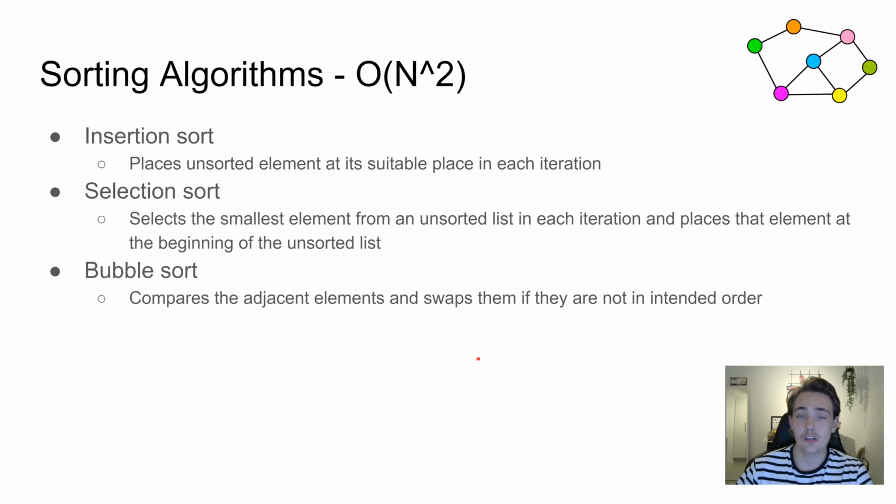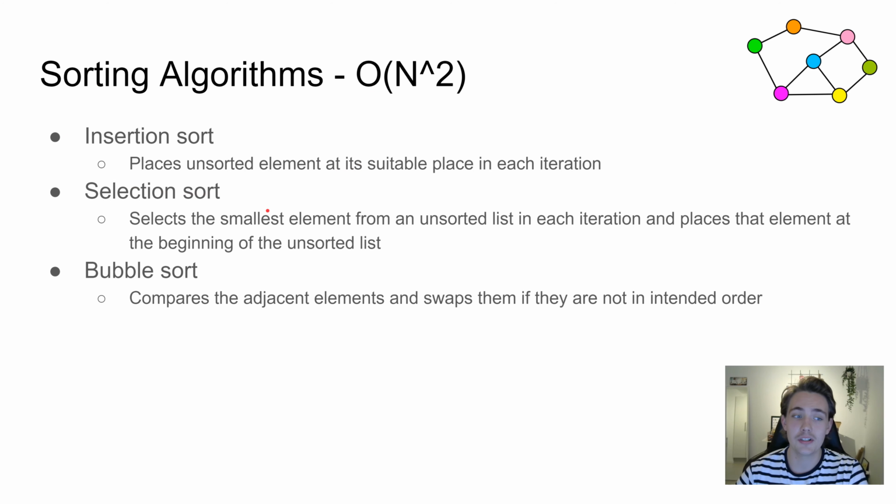The first sorting algorithms we're going to talk about have quadratic time complexity, O(n squared). It's not really that efficient time-wise, but it can be used in some cases where we don't have that many elements, or where we don't have that many inversions.